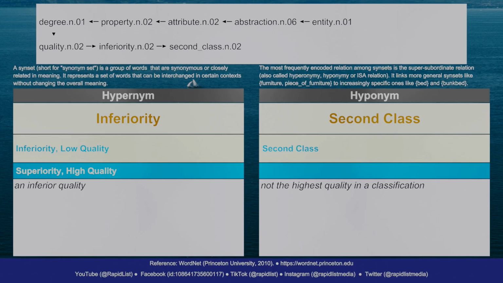Second class. Not the highest quality in a classification. Wretchedness. The quality of being poor and inferior and sorry. He has compiled a record second to none in his wretchedness.